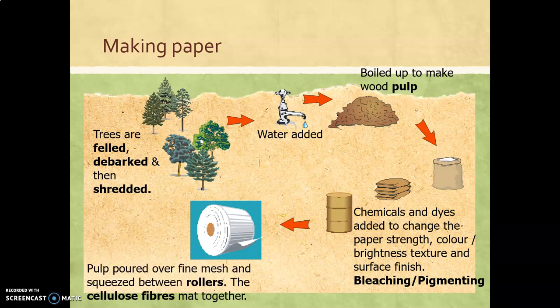Last but not least, that now bleached or coloured pulp is poured over a fine mesh and squeezed between rollers, and therefore the cellulose fibres mat together. You'll actually find if you try and tear a piece of paper, it tears along one length easier than it does in the perpendicular length, because actually all the cellulose fibres are laid down together. And you might be thinking, but surely, miss, not all paper is white, some of it is brown or grey. Well, of course, actually, it's because it hasn't been bleached or changed, and that's why it tends to be cheaper, because it doesn't involve that secondary processing.